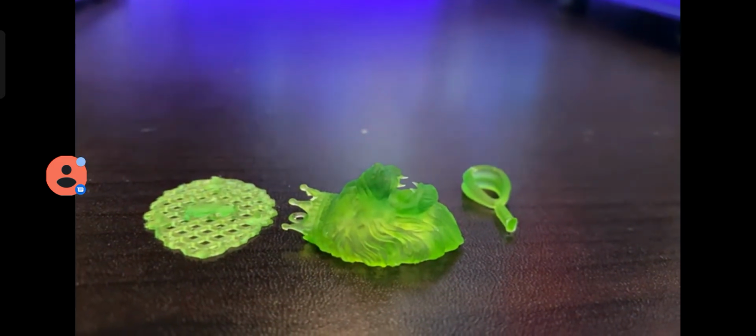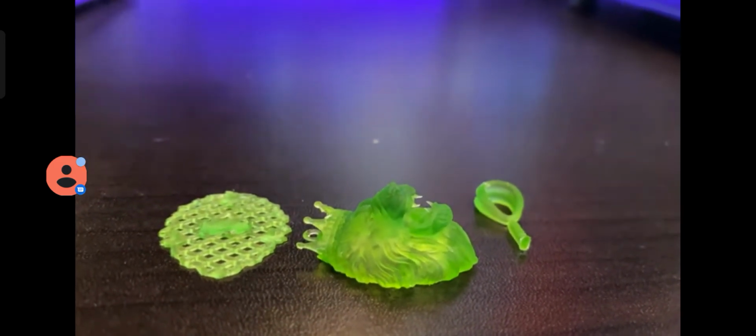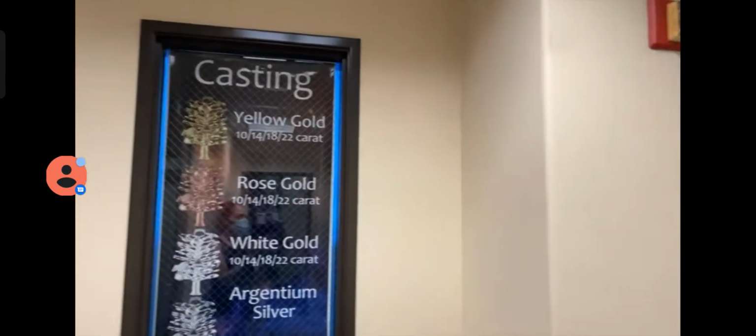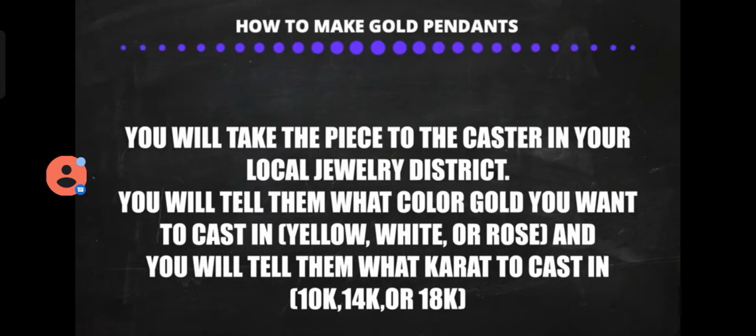The next step is to take these waxes to the caster and cast them into gold. Most major cities in America have a jewelry district. You will have to go down there and find a caster. You will tell the caster what karat gold you want to cast in, either 10 karat, 14 karat, or 18 karat, and also you will tell them what color you want to cast in: yellow gold, white gold, or rose gold.